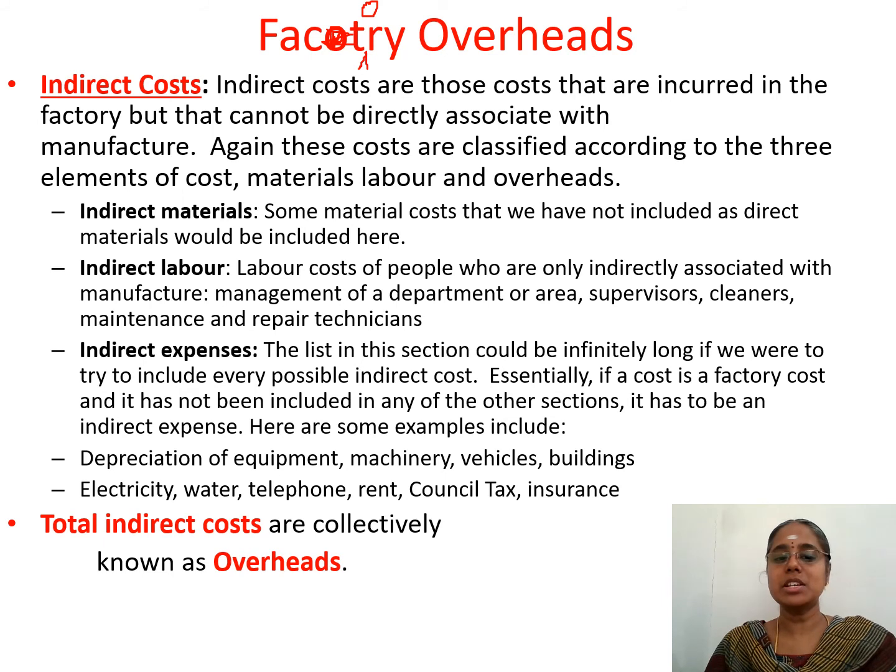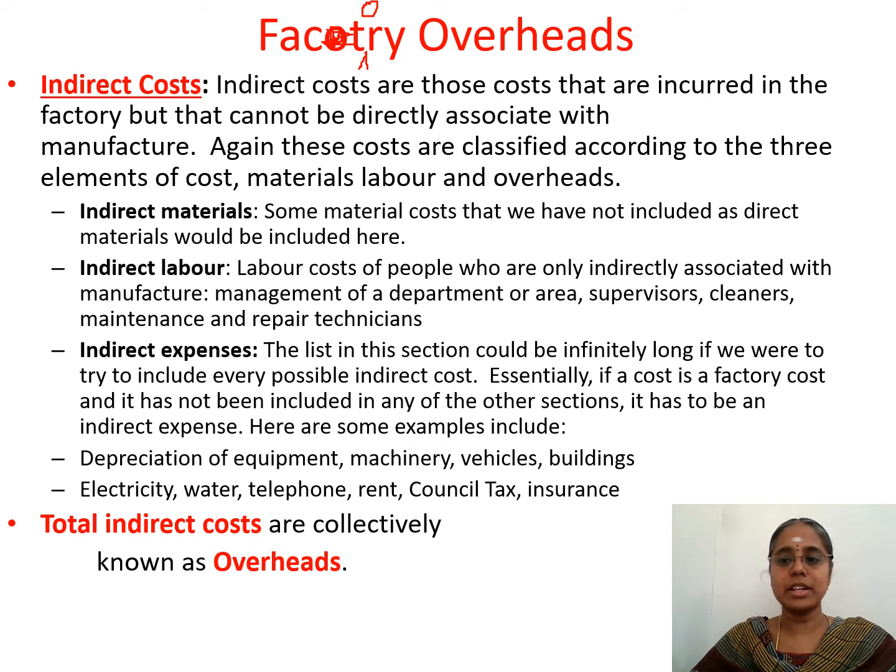Only depreciation is included, not the cost of purchase, capital cost. So depreciation of the capital is included in indirect expenses for the factory. That which are there only in the factory are included. And next, electricity, water, telephone, rent of the factory, tax for the factory, insurance for the factory are all included in indirect expenses. So these are all collectively called as overheads, or since it is occurring in the factory, it is factory overheads.